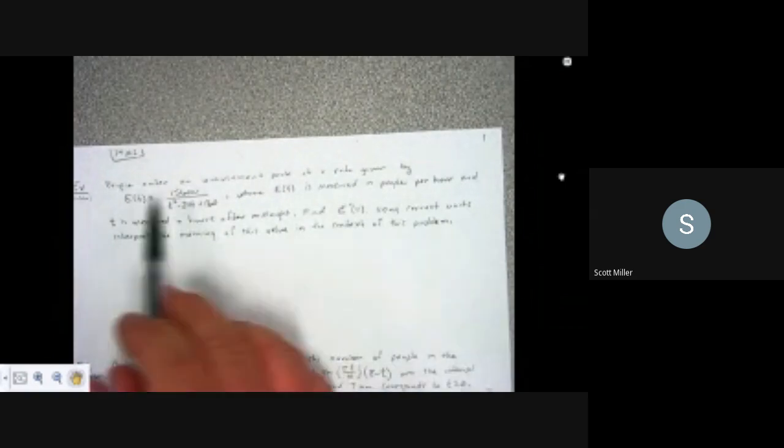Find E prime at 11. Using correct units, interpret the meaning of this value in context of this problem. Okay? So those are the things we need to do. And so, how do I go about doing it? Well, I have this equation right here, and we want to be able to find E prime at 11. And we're going to use a calculator because we are not going to find that by hand.